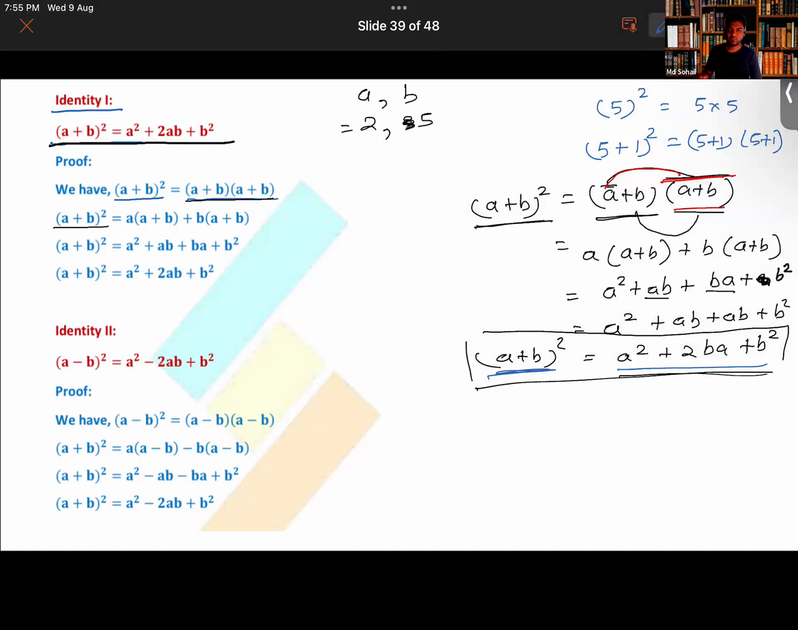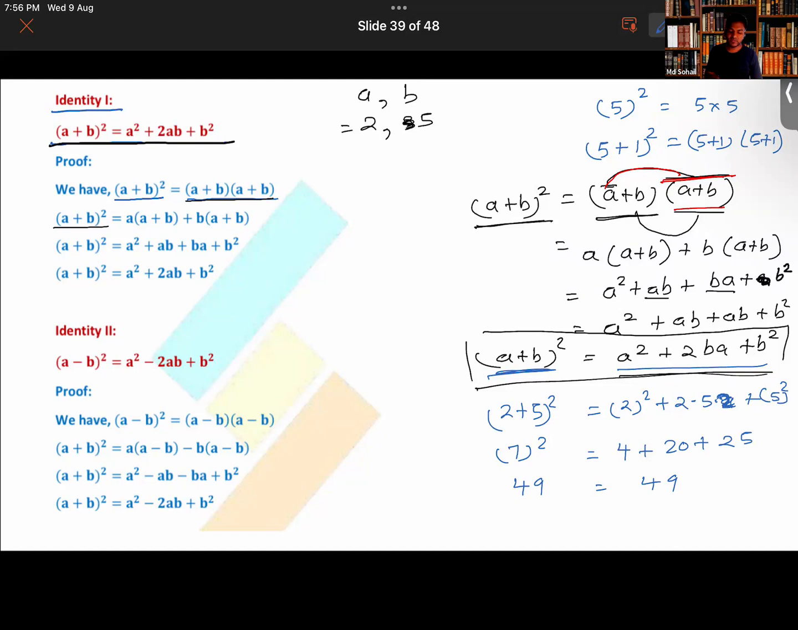So A here is 2, and B is 5. On the right hand side it is 2 square plus 2 into 5 into 2 plus 5 square. No confusions? 4 plus, this is 2 into 5 into 2, that is 20, plus 25, so it's 49, right? And on the left hand side, it's going to be 2 plus 5 whole square, then 7 square, then it is simply 49. And the value is the same here, right?